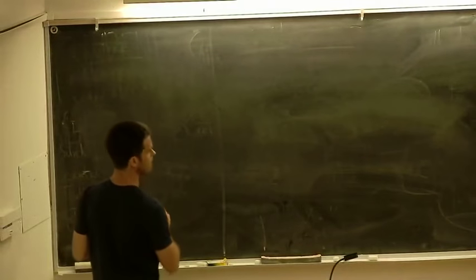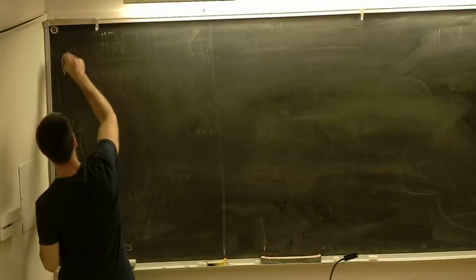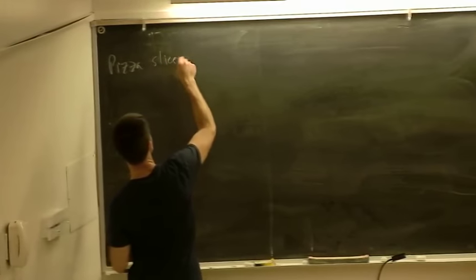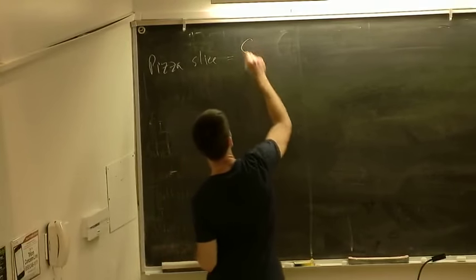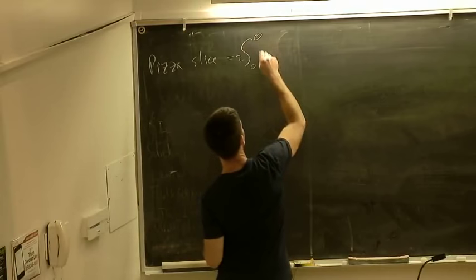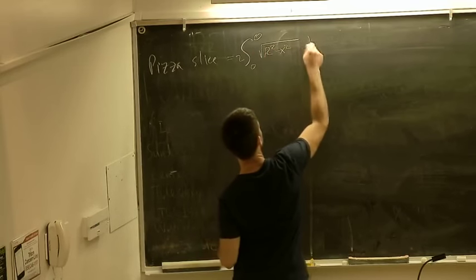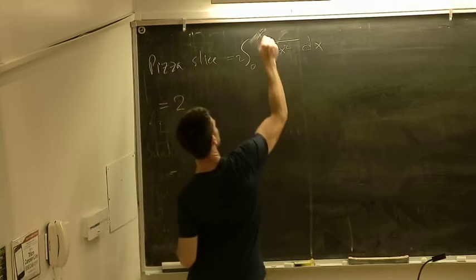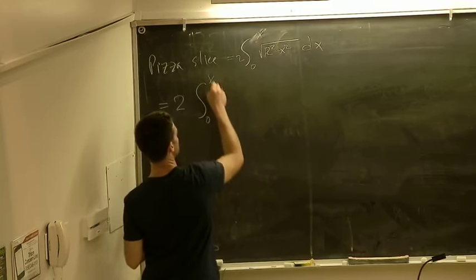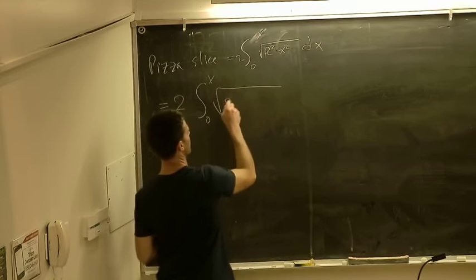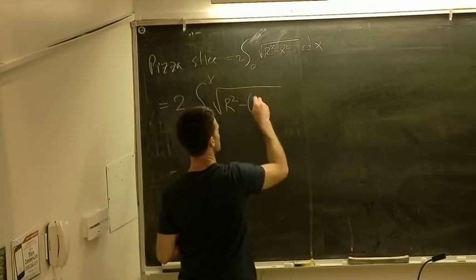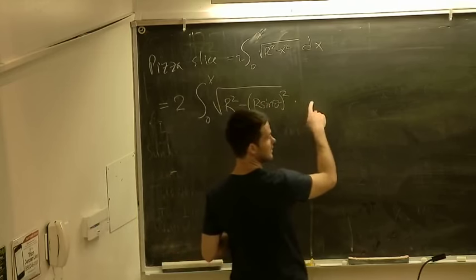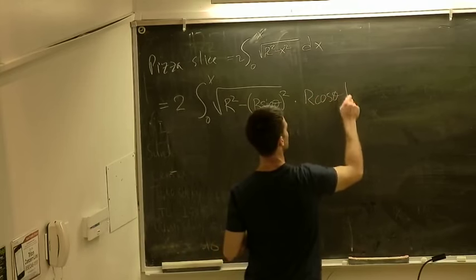Okay, so the integral, the pizza slice area, which was 2 times the integral from 0 to x of the square root of r squared minus x squared dx, is the same as 2 times the integral from 0 to x of r squared minus r sine theta squared, and then dx was r cos theta d theta.